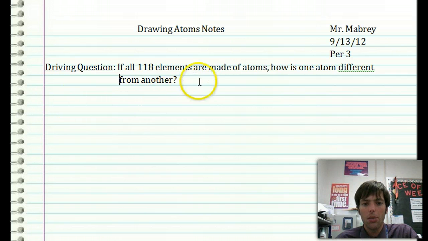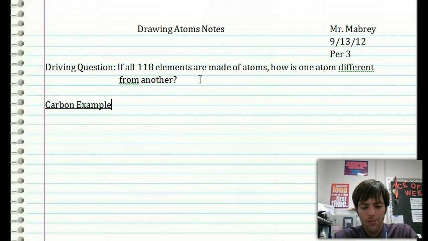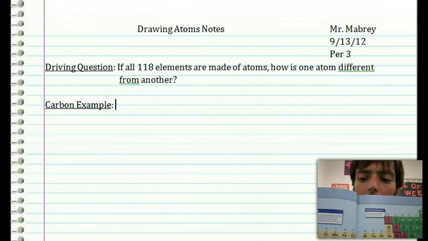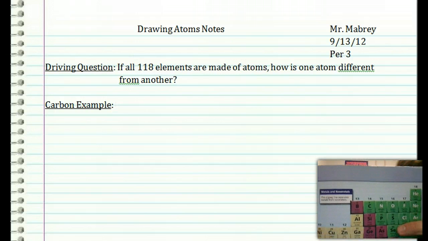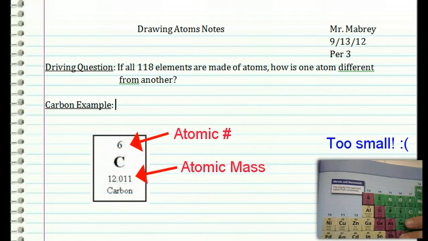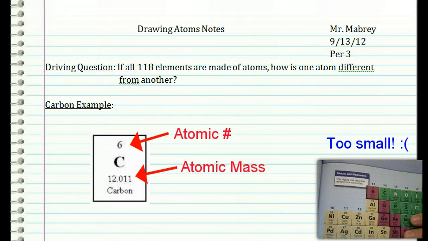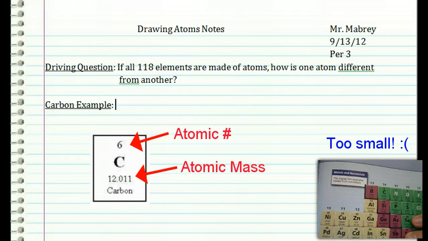Well, let's take a real popular one. Let's take carbon. So on our sheet, let's write down, we got a carbon example. And if we look on the periodic table, you know now from reading your textbook that you can look at the atomic number and the atomic mass to figure out how many protons, neutrons, and electrons carbon has. So for instance, I'm going to hold my periodic table up to you guys as soon as I grab it. So here's our periodic table. We're looking for carbon. And there we see the carbon's atomic number is 6 and its atomic mass is 12.